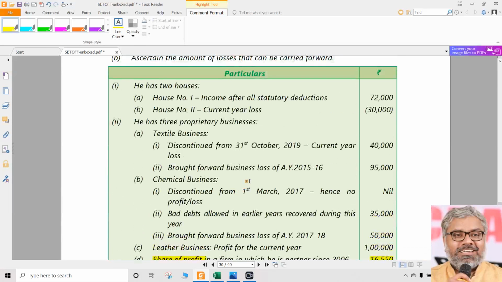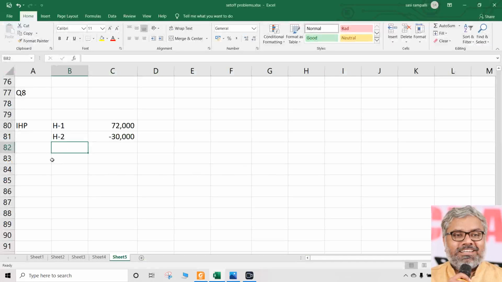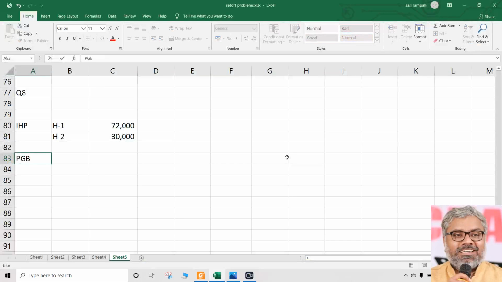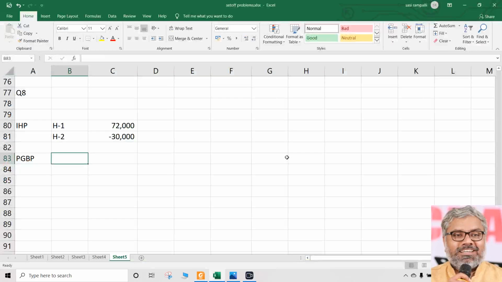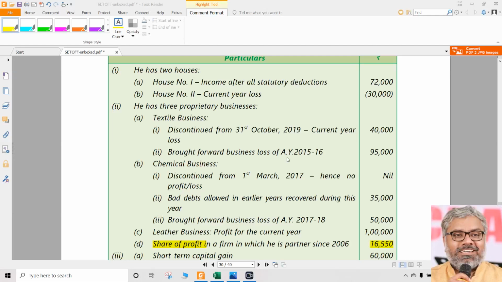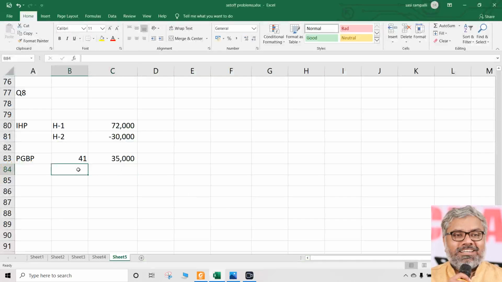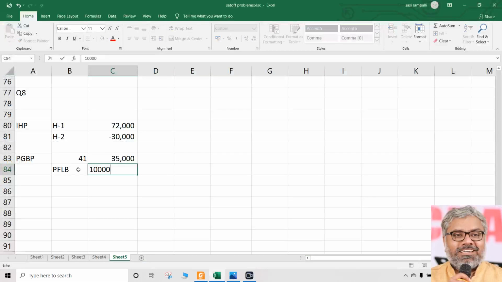So one by one, we have to just check the incomes of this particular SSC head by head, one by one. So now let us take PGBP, the second one, PGBP. So what are the possibilities here? Under section 41, let us write that here. Under section 41, what was taxable? 35,000 rupees was taxable. Same way, leather business has a profit, let us call this profit from leather business. How much was that? 1 lakh rupees was taxable.